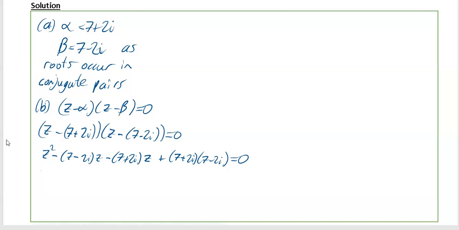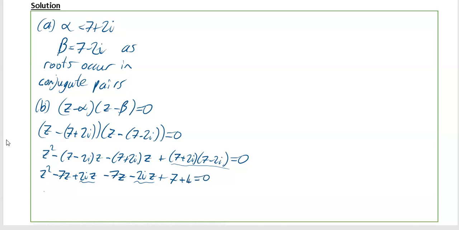So this first term was just z squared. The next thing you're going to have is minus 7z, then plus 2iz. Over here you're going to have minus 7z, then minus 2iz. And you can see these terms are going to cancel out to make life a wee bit easier. This last term is the difference of two squares, so it's just going to be 7 squared minus 2i all squared. That's 49 minus 4 times minus 1, which is going to be plus 4, is equal to 0.